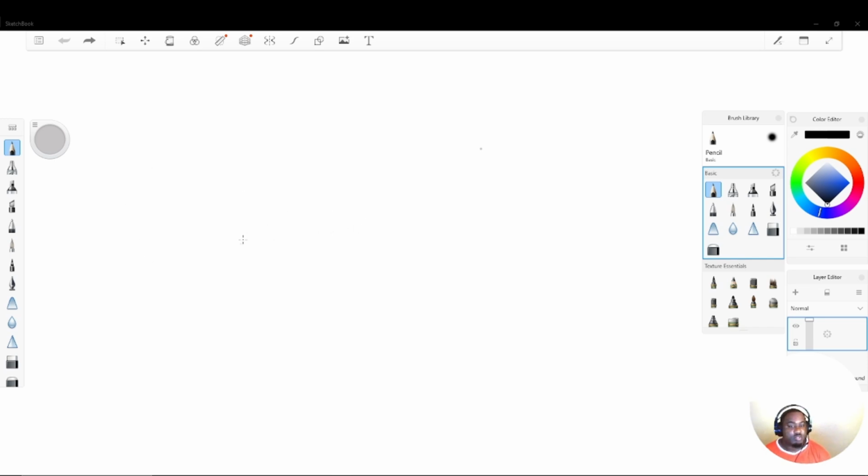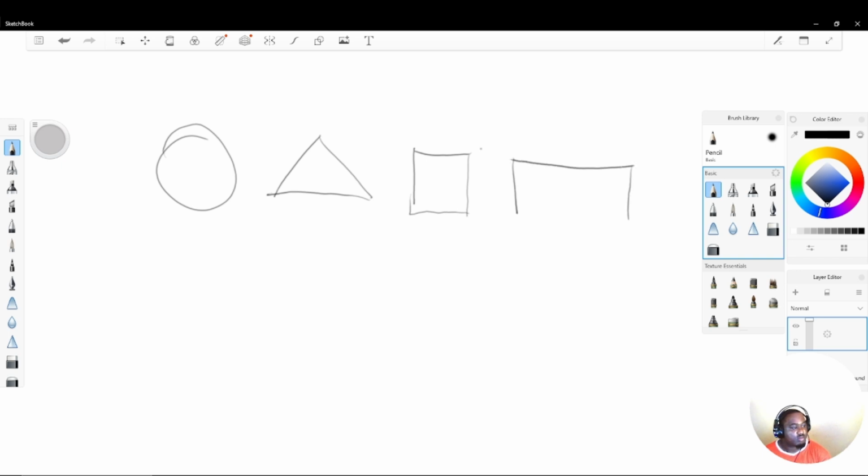So now let's look at some basic shapes that we have. We have our circle, not a very perfect circle right here. We have triangles. We have our square. Now all of these are freehand. They're not gonna be perfect. We have a rectangle. Our oval, which is a little bit stretched like that, and we have our star.